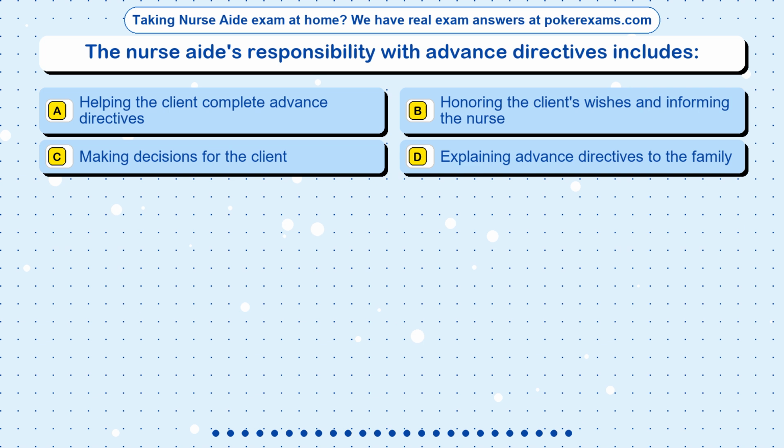Question 10. The nurse aide's responsibility with advance directives includes: Option A, helping the client complete advance directives. Option B, honoring the client's wishes and informing the nurse. Option C, making decisions for the client. Option D, explaining advance directives to the family.